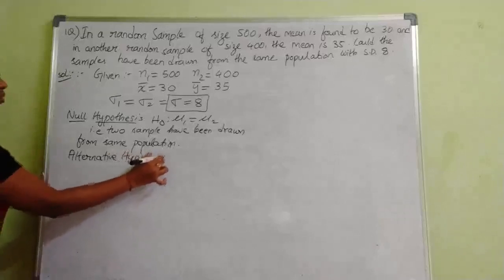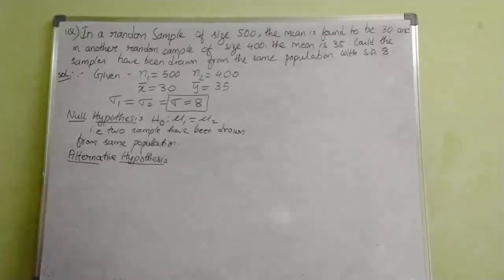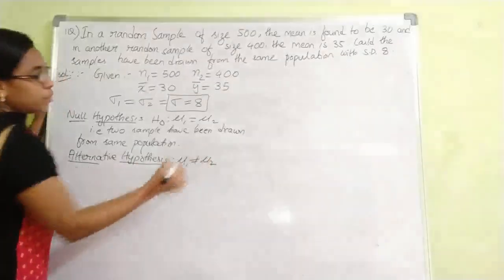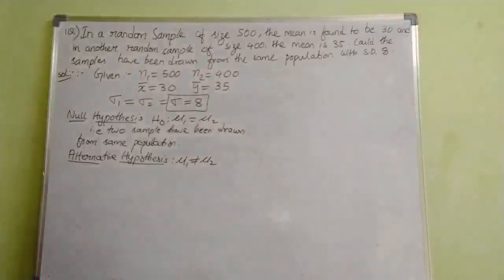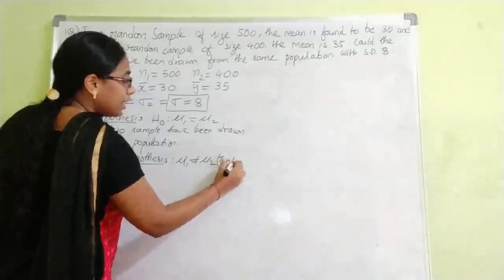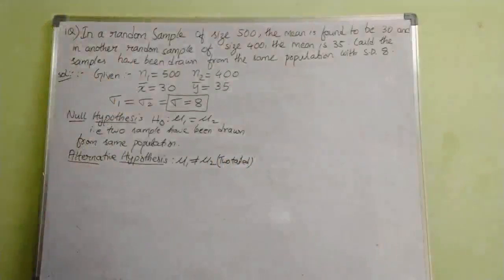So what is given in the question? Can we regard that the two samples have been drawn from the same population or not? That's what we have been asked. So you will be writing mu1 not equals to mu2. They did not specify which sample is drawn from the population with greater mean or lesser mean, like that. So only whether both are equal or not is given. So you write mu1 not equals to mu2, which means it is a two-tailed test. Whenever you have a not equal to symbol in the alternative hypothesis, it is a two-tailed test.